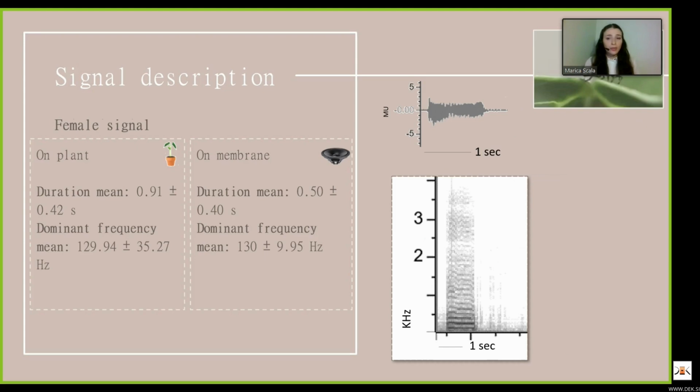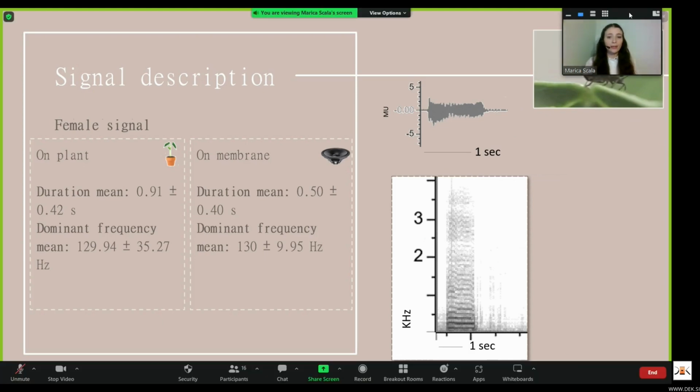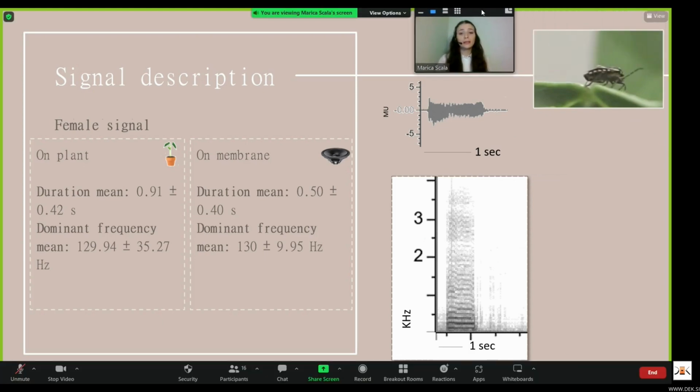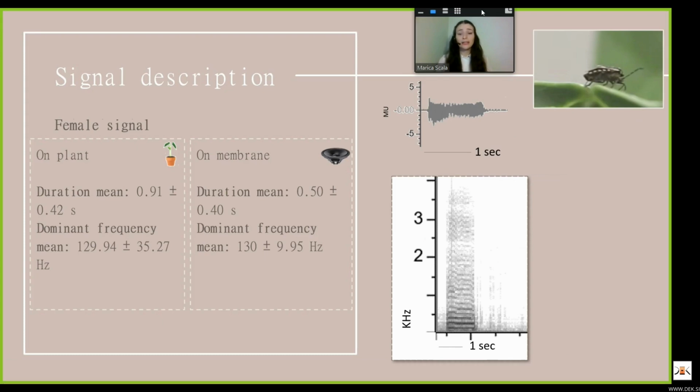Also, in the case of the female, the sound is emitted while the insect flaps the wings, with a duration of less than 1 second and a dominant frequency of 130 Hz for both substrates, with again a slight decrease in modulation.